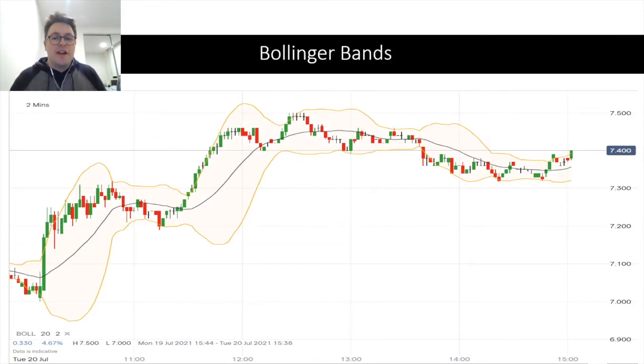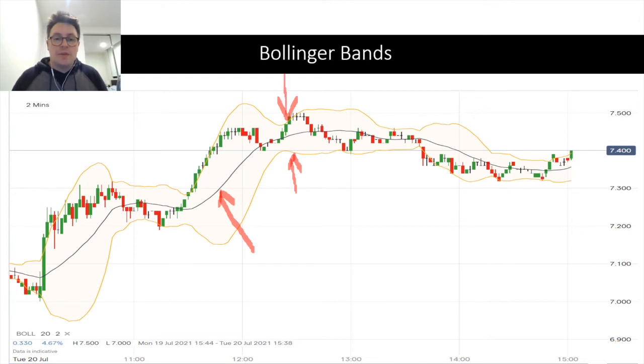The final indicator I want to look at is Bollinger Bands, and to me this is actually my most preferred trading tool. I generally leave it on for all of my charts. The Bollinger Bands establish a moving average, which is indicated by this black squiggly line, and it also sets out standard deviations from what the average is throughout the day, which is indicated by the two yellow lines forming the band. So you have that one here and one here.